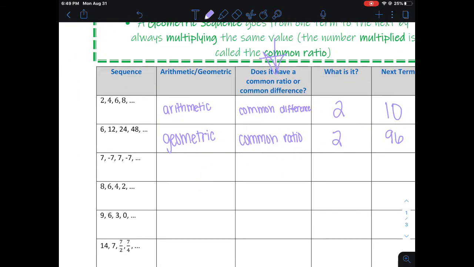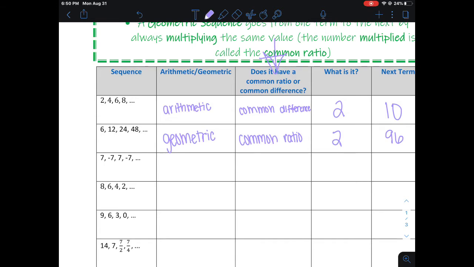Next one, I threw a tricky one at you. So 7, negative 7, 7, negative 7. So remember, it's the same value that you're either multiplying or adding to get to the next term in your sequence. So from 7 to negative 7, if let's say I added negative 14, I definitely could get there. But then from negative 7 back up to 7, that would be plus 14. And then back down to negative 7 would be minus 14. And I can't have plus 14, minus 14, plus 14, minus 14. It doesn't work that way. It has to be the same number with the same sign consistently throughout the entire sequence.